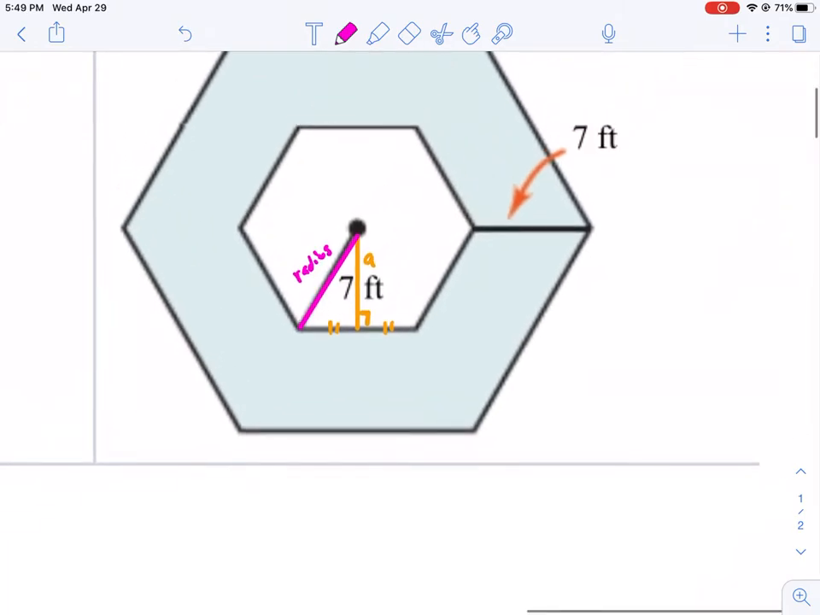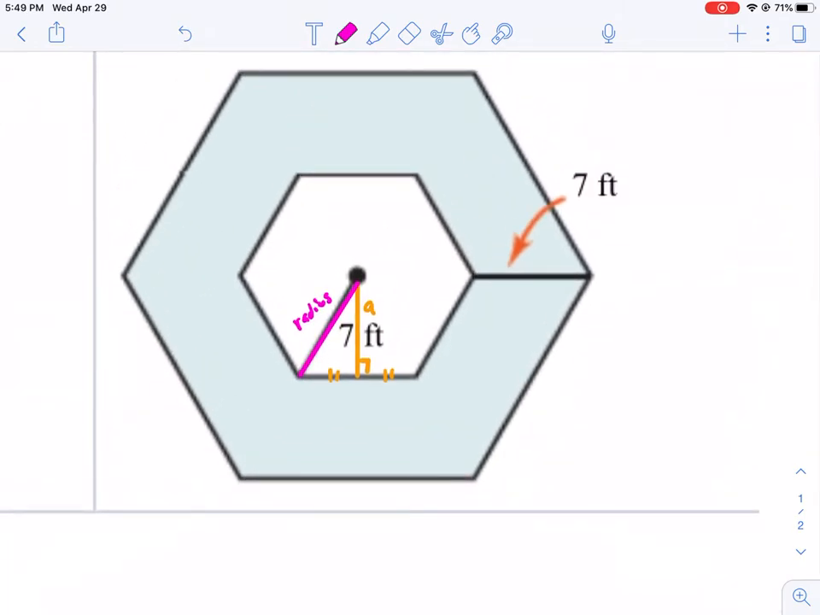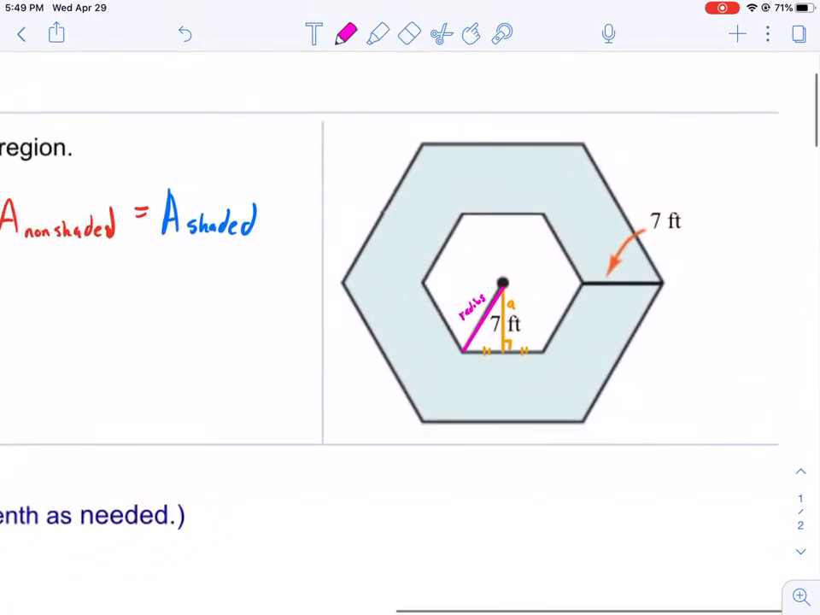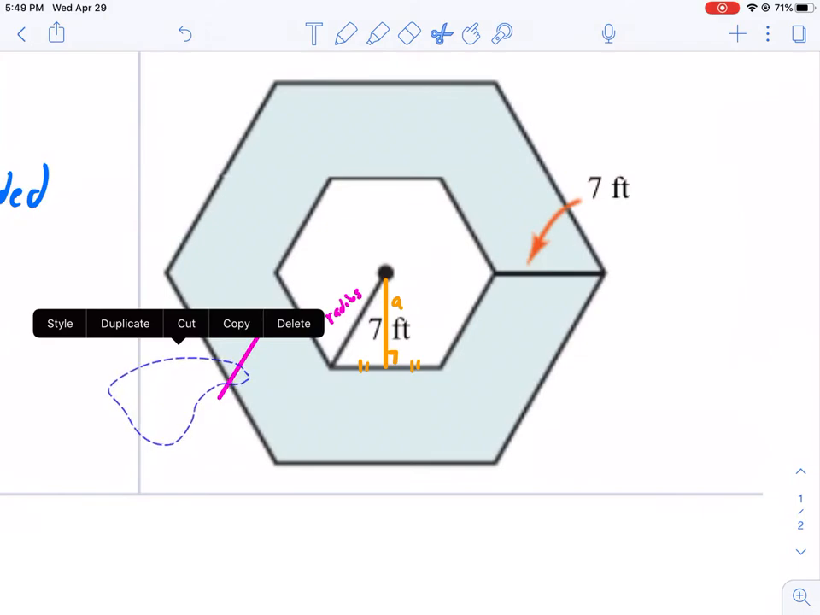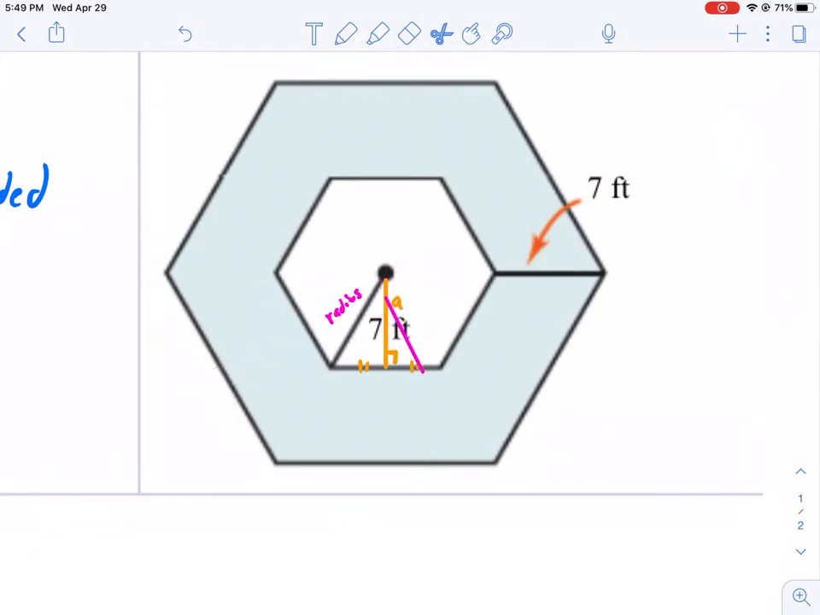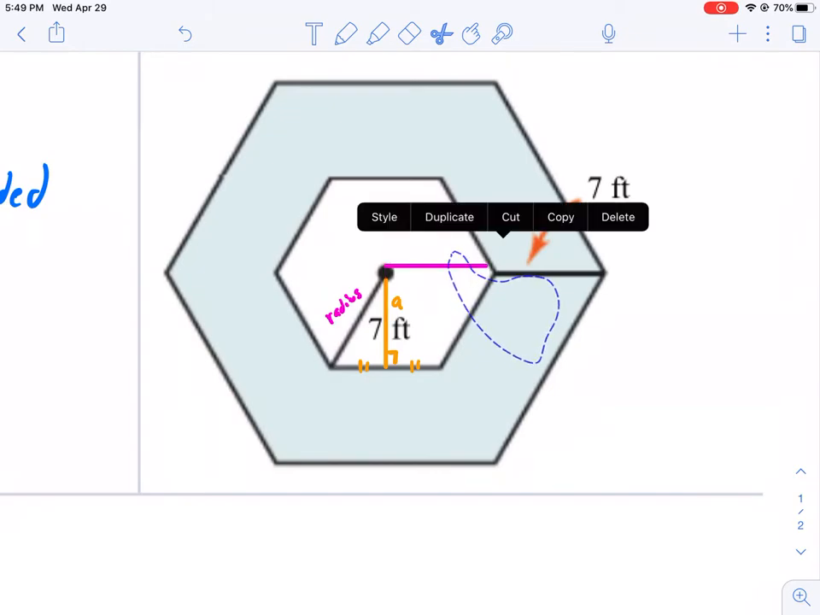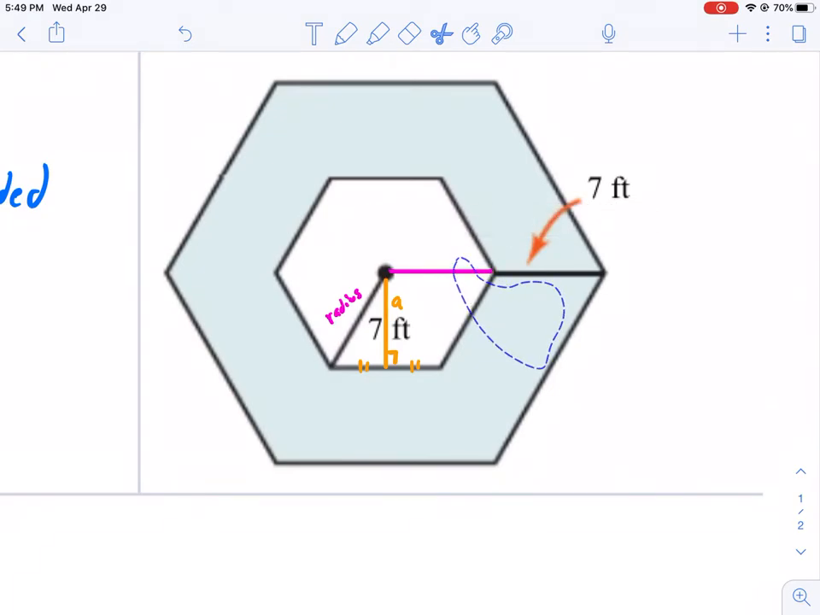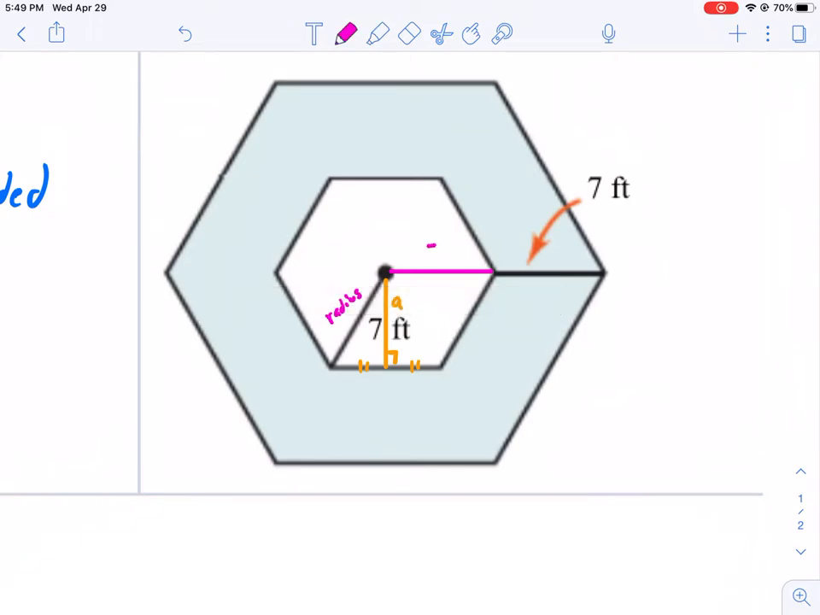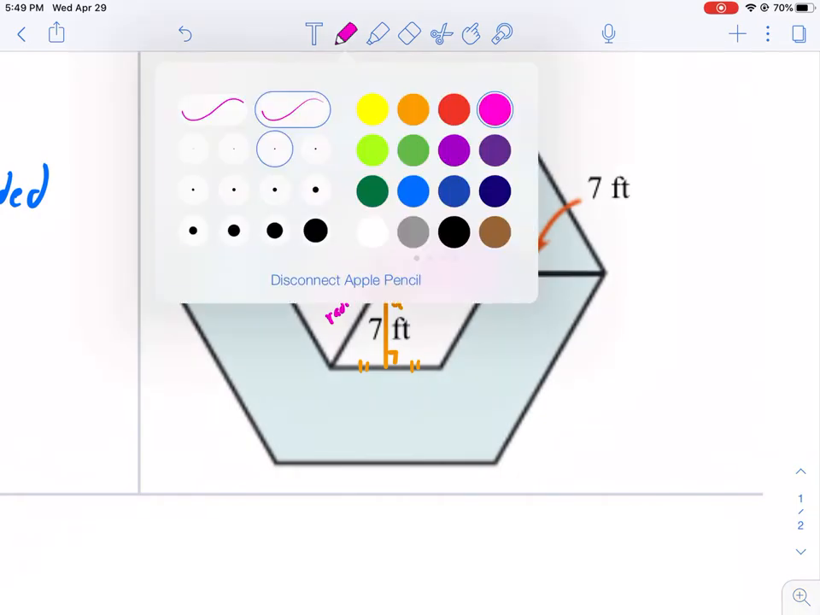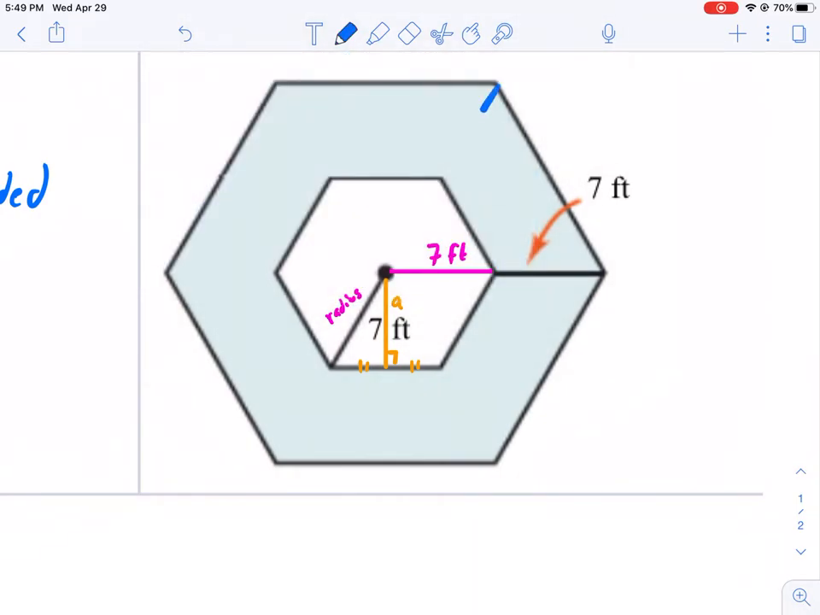So it gives us the radius of the small one, but look at the big one. It doesn't look like it gives us the radius of the big one, but it really does, because we could swing this little guy over to the right. See how we could swing this radius over to the right? It's still 7, and now it connects with the other radius. So if we connect the two radii, if this is 7 feet, then we know that the radius of the big hexagon is going to be 14. And that's a very key piece of information.